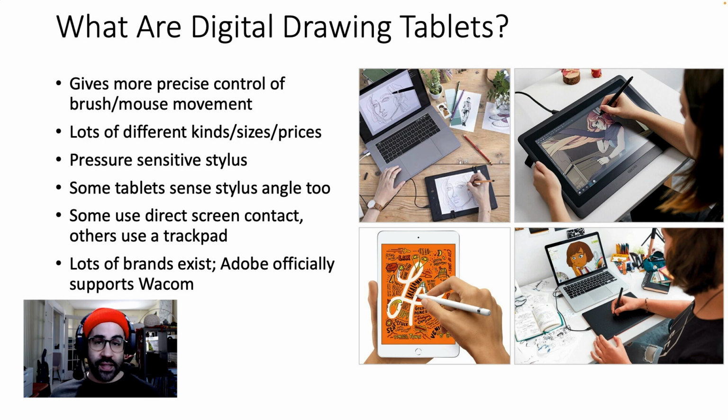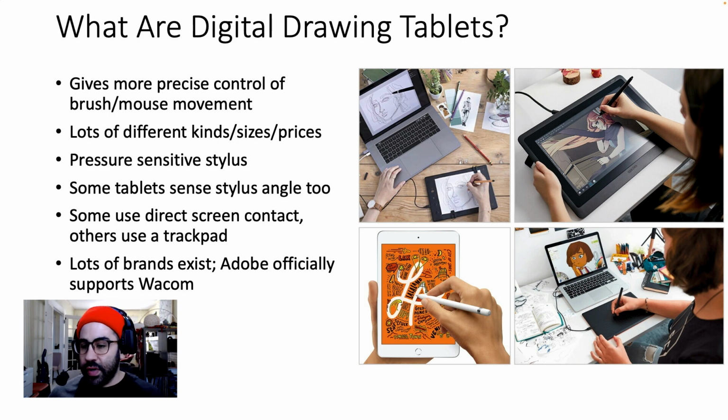Now, there's lots of different varieties of digital drawing tablets. They range in size and price from under $100 up to several thousand. Most of them have a pressure-sensitive stylus that looks like a pen like this. And some tablets even keep track of how that stylus is angled relative to the surface that you're drawing on. So it gives you lots of extra information to simulate a drawing style more than you would get out of a mouse or a trackpad.